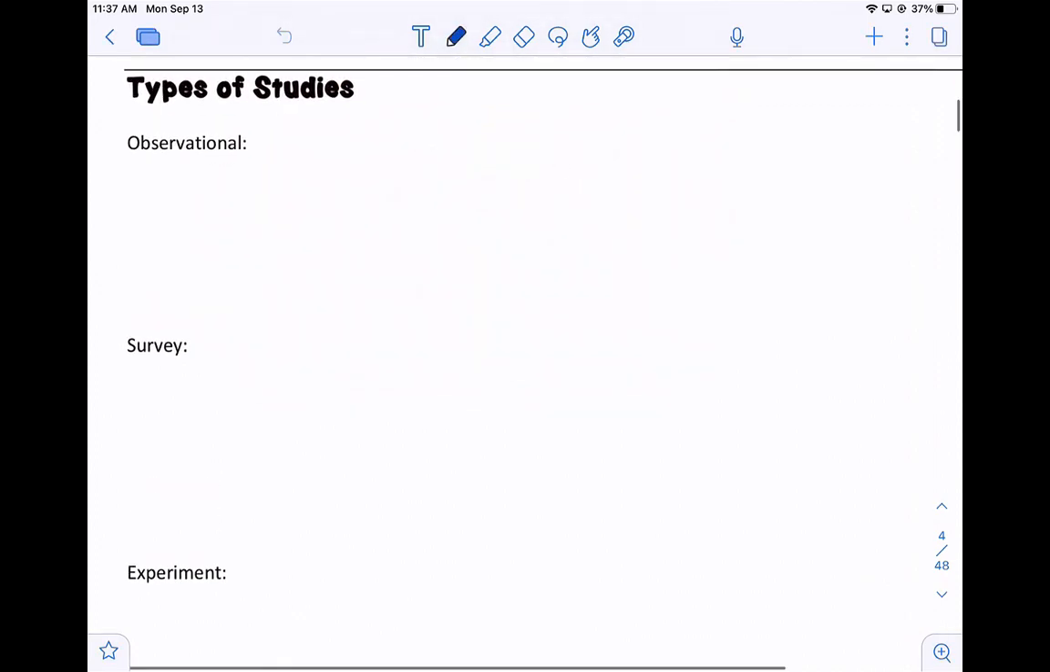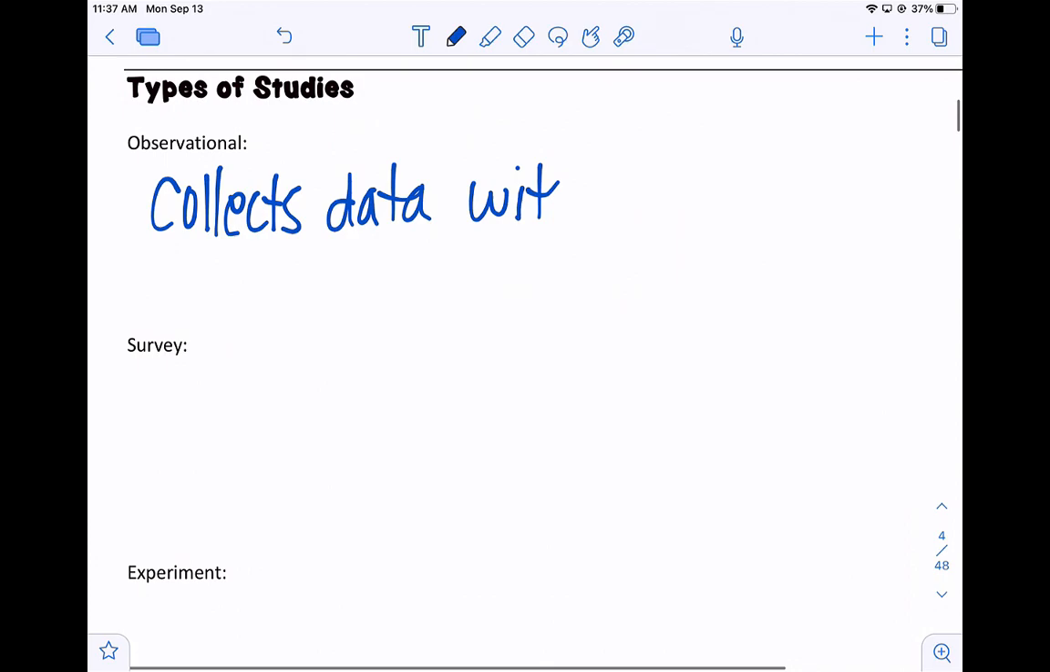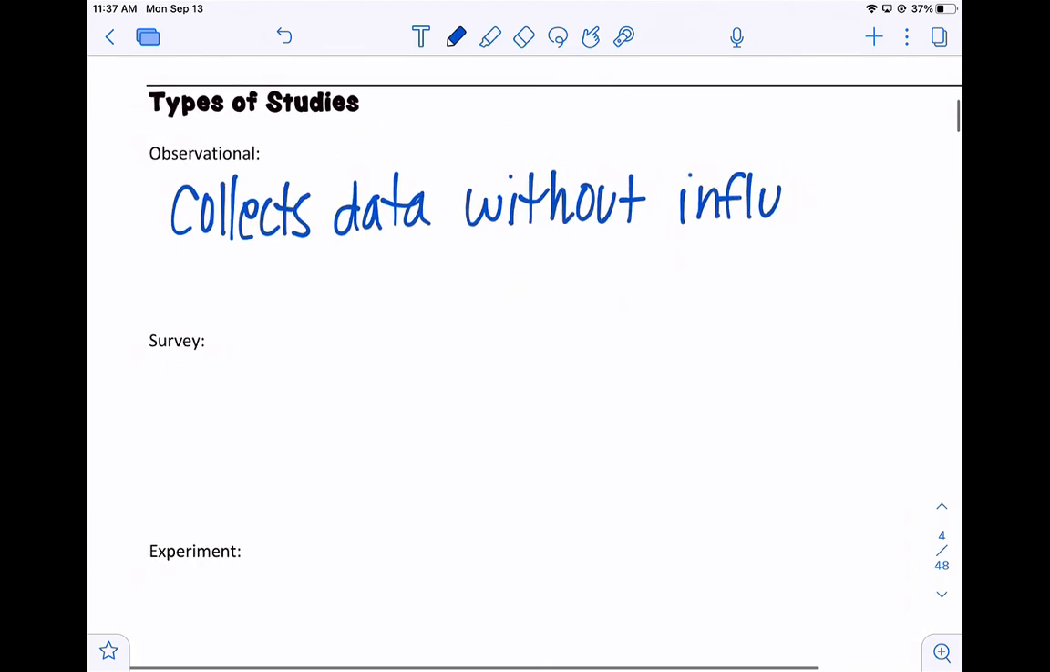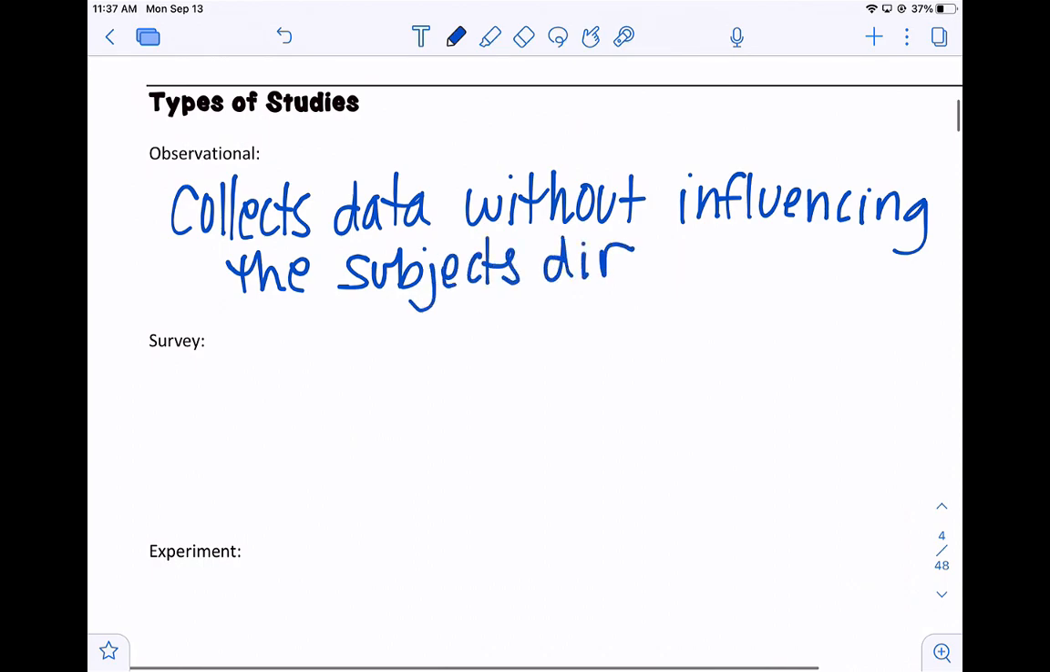collects data without influencing the subjects directly. So again, an observation is what it sounds like. You're just observing what's happening and using that to come up with some kind of conclusion.